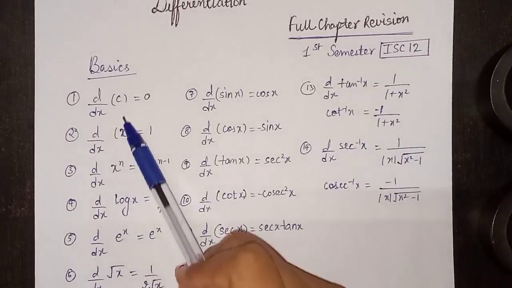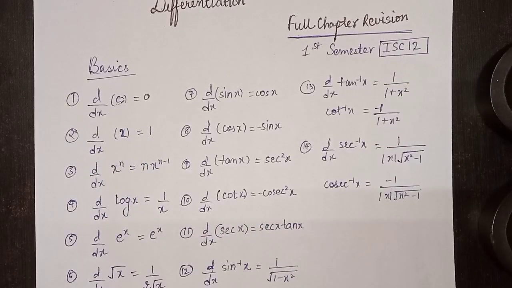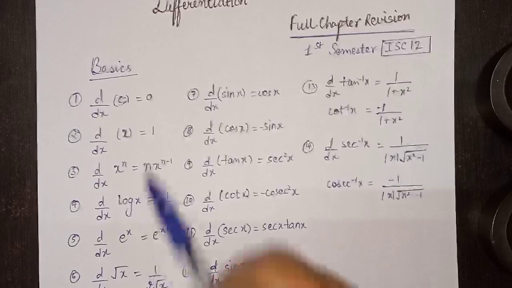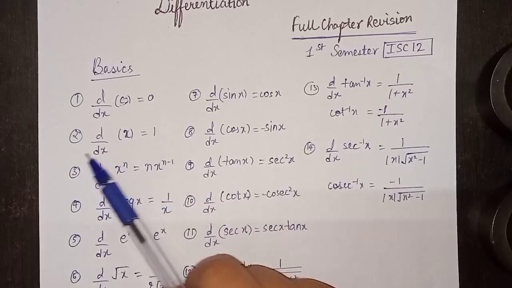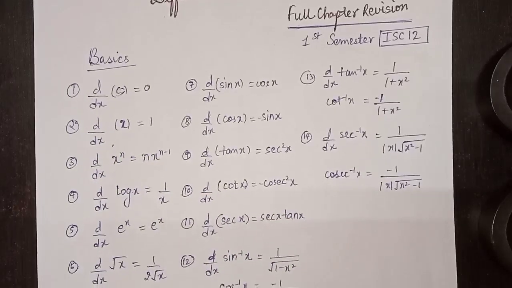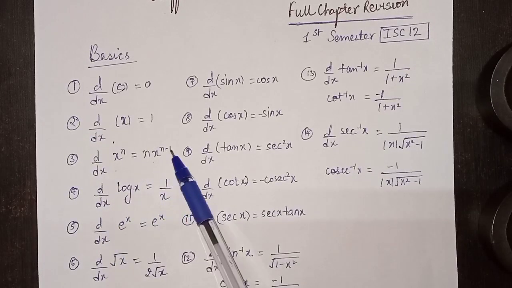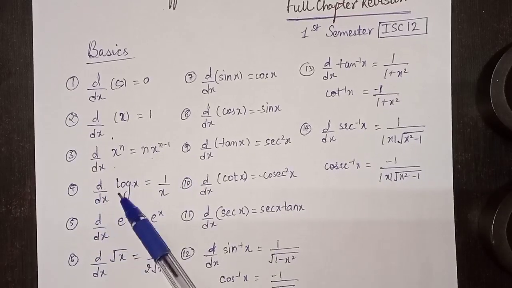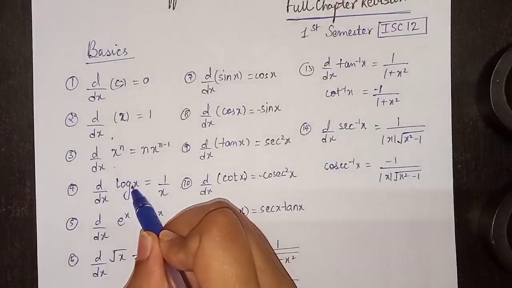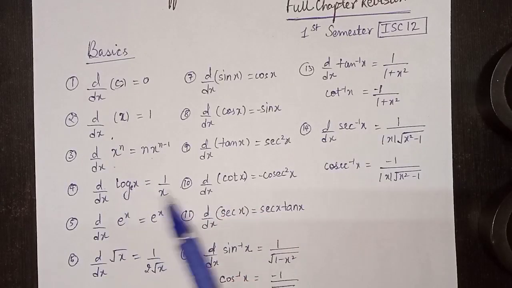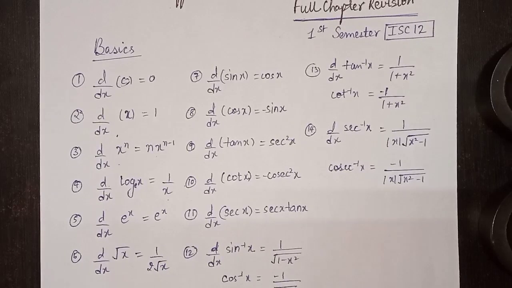So d by dx of c, where c means constant, any number is a constant, is equal to 0. d by dx of x is equal to 1. d by dx of x to the power n is equal to n x to the power n minus 1, where the power of x decreases by 1. d by dx of log x, for this case e is the base, is 1 by x. d by dx of e to the power x is equal to e to the power x. d by dx of root x is equal to 1 by 2 root x.